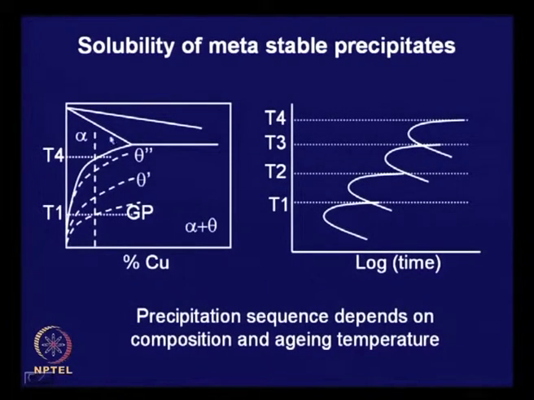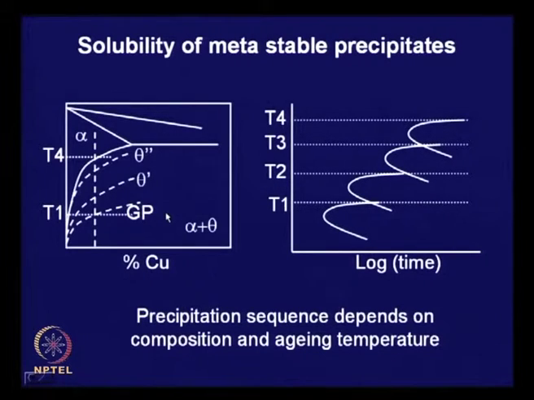Now, this is the diagram we just talked about. This is the solubility of the metastable precipitates, which depends on the phase, as shown over here. This is the solvus curve for the stable precipitate, the theta. This is the solvus curve for theta double prime. This is the solvus curve for theta prime, and this is the GP zone. And let us say, if you age this, how will the process of precipitation take place?